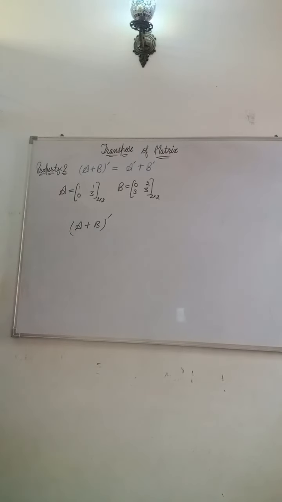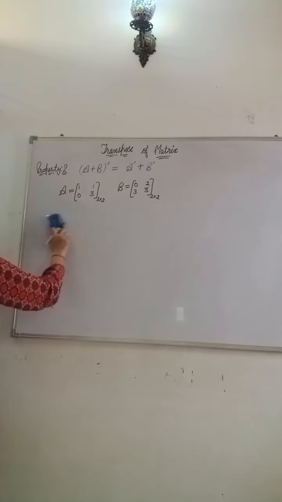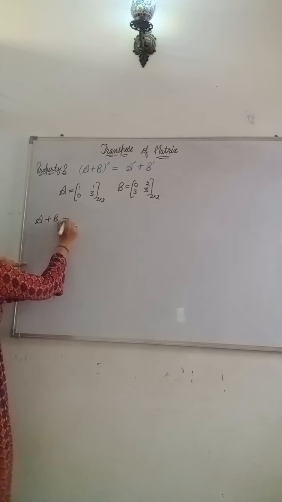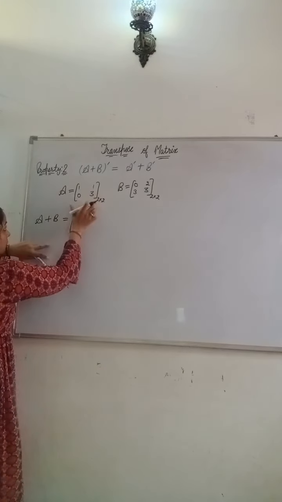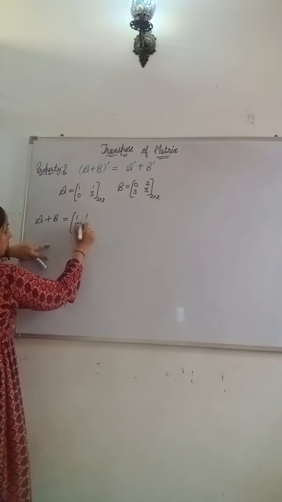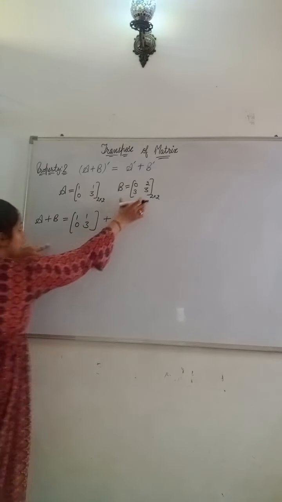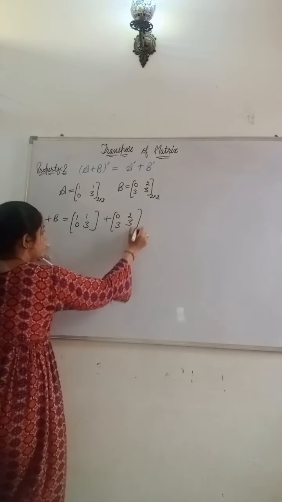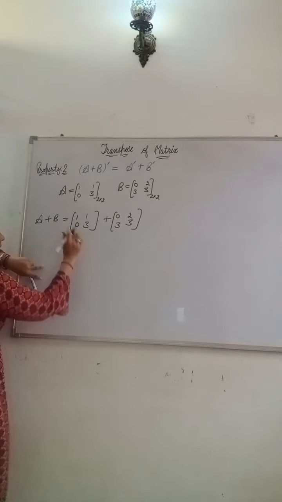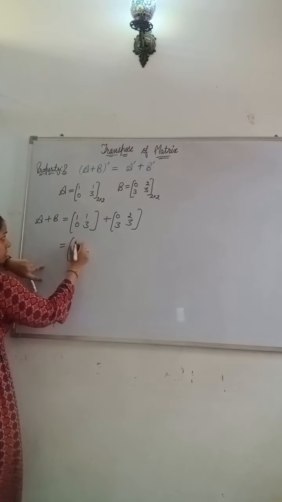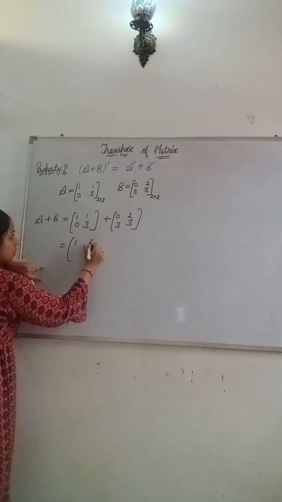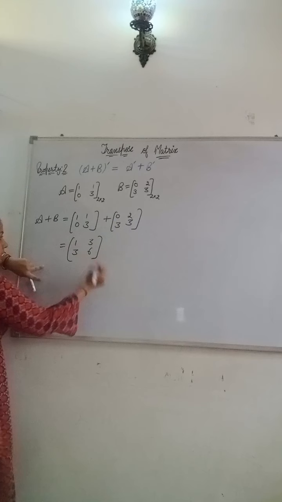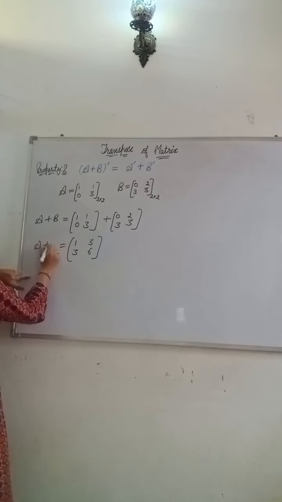So, firstly do the addition. Right here, A plus B matrix will equal to, put this matrix, put here the addition sign, now put here the second matrix. Now do the addition. 1 plus 0 will give us 1, 1 plus 2, 3, 0 plus 3, 3, 3 plus 3, that is 6. Here we have A plus B matrix.